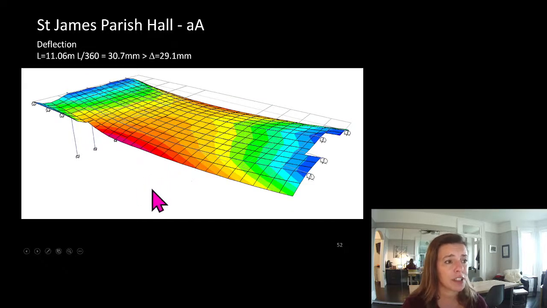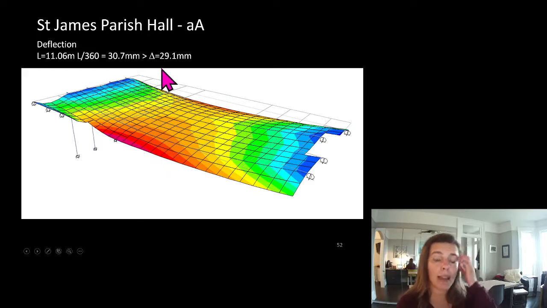Here is our deflection. L divided by 360 is 31 millimeters. Our worst case deflection was 29.1 millimeters. So this just worked for deflection. Had we made those members smaller and still worked for strength, we wouldn't have met our deflection criteria. On this particular one, we had a team that wanted the proper standard of care, or the strongly suggested deflection criteria, met.